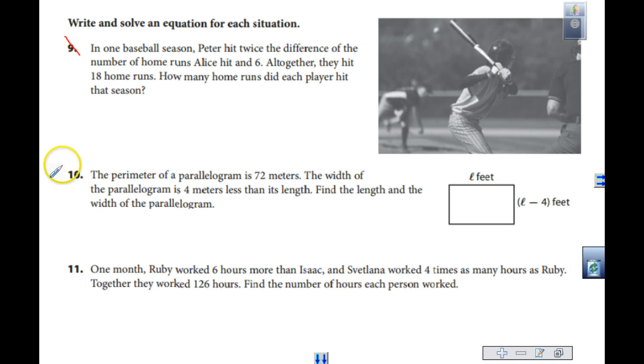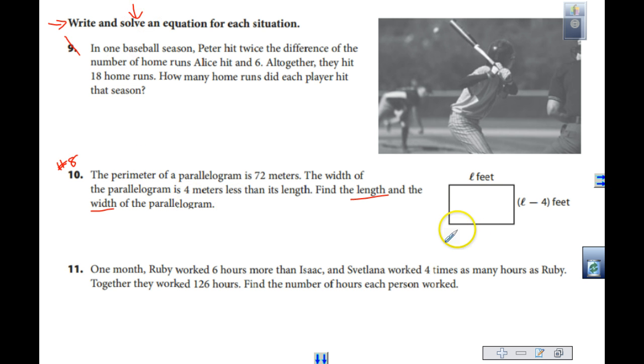Number 10, very similar to number 8. Look at number 8, another perimeter problem. Now, what is the answer in number 10, though? What are they looking for? The length and the width. So this is asking you to actually write and solve.